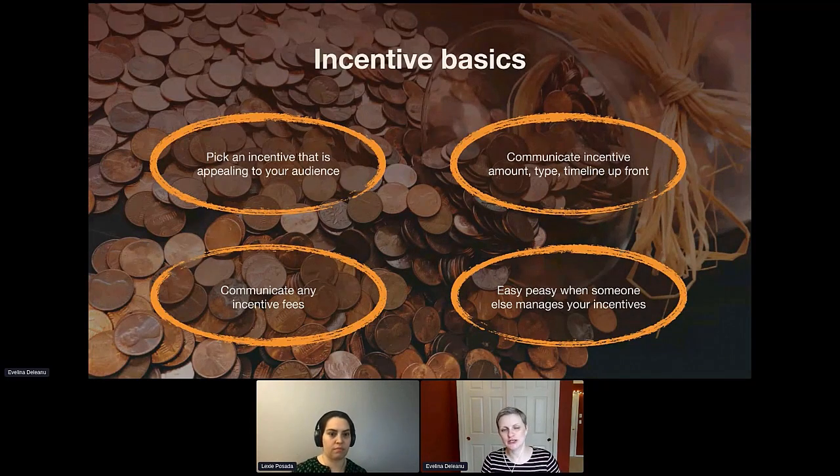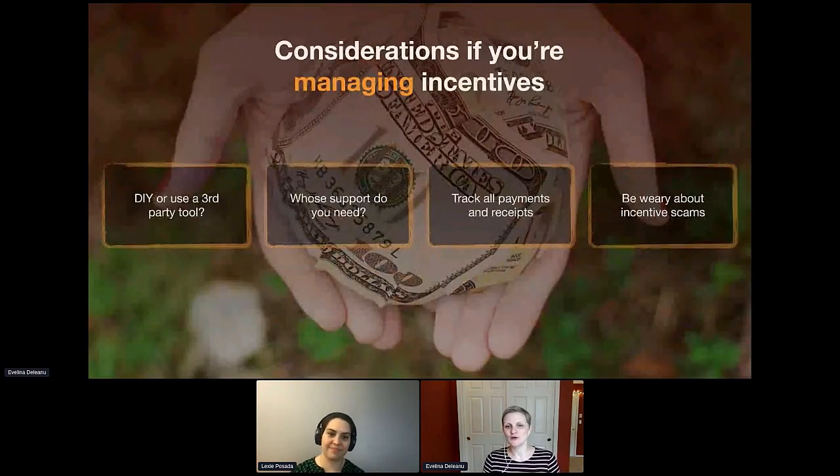So make sure that you know these types of things and communicate them. And of course, if somebody else is handling your incentives, that's a very great place to be in, because then you just have to pay the bill and not deal with anything else. But if you have to do it yourself, a few additional things to consider. You could be using a third-party tool to help issue and track the incentives that you're paying.